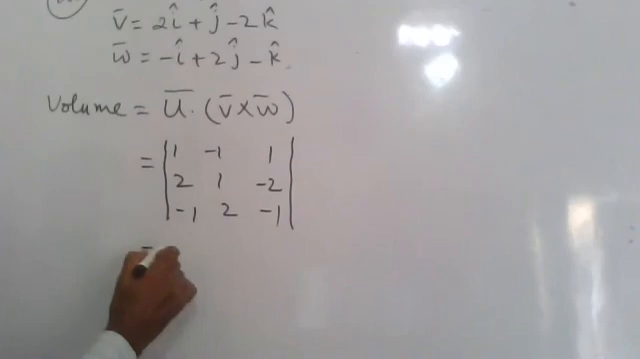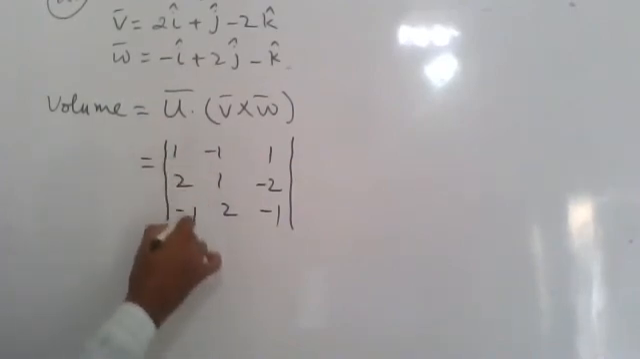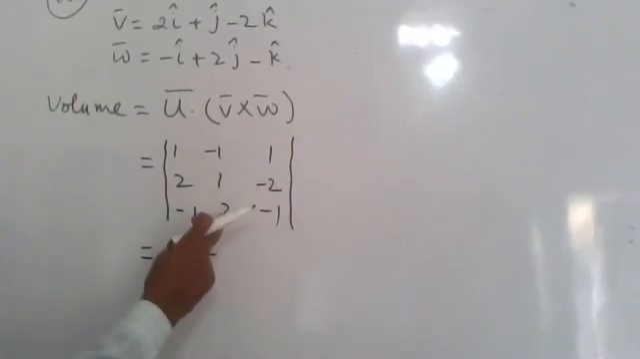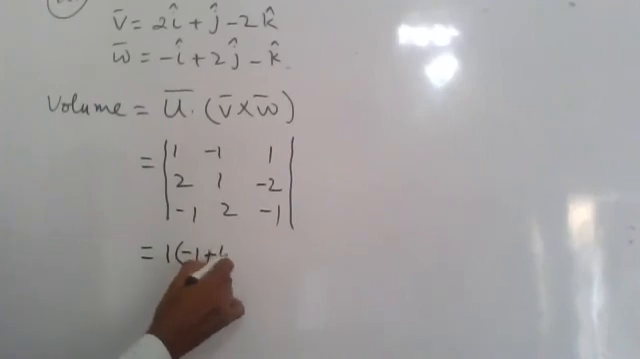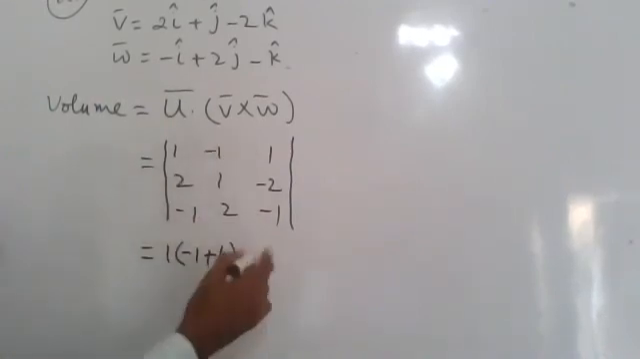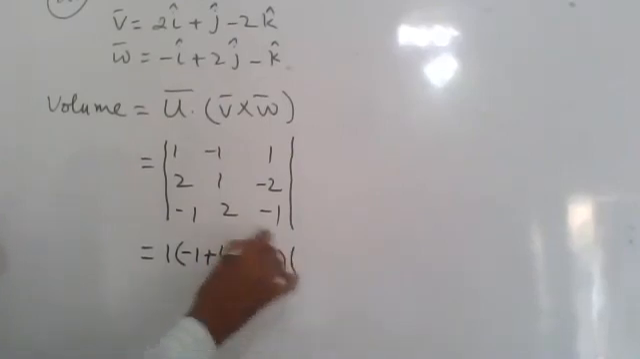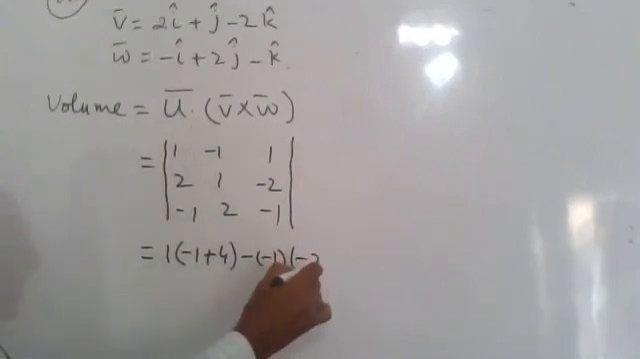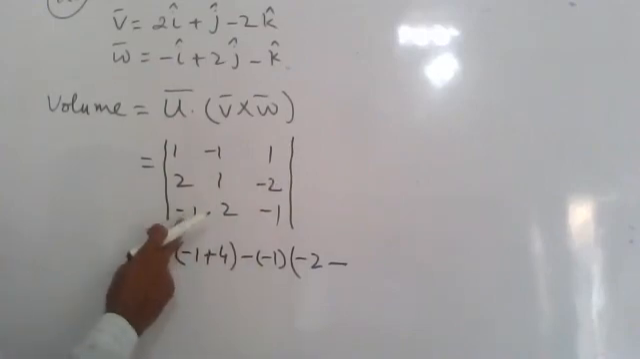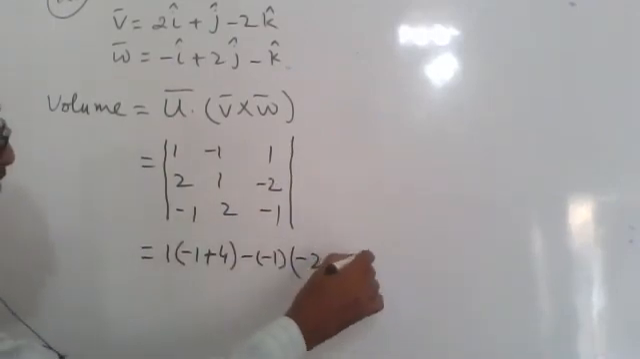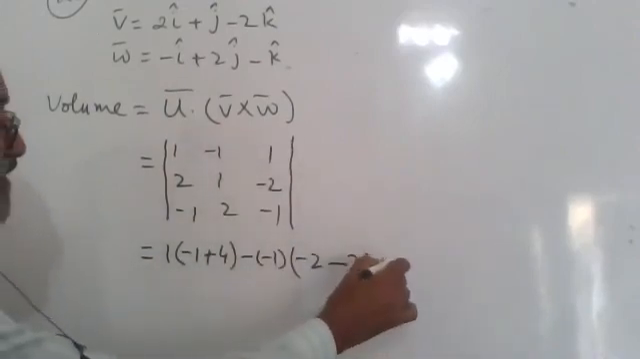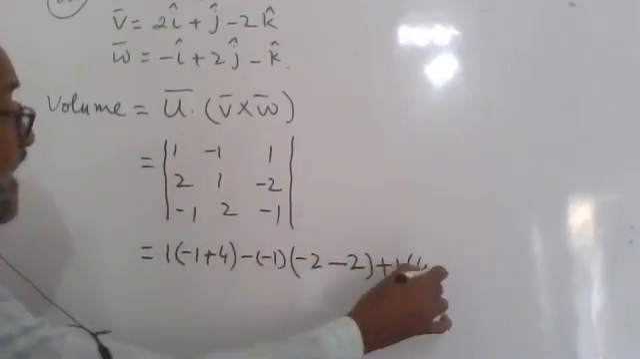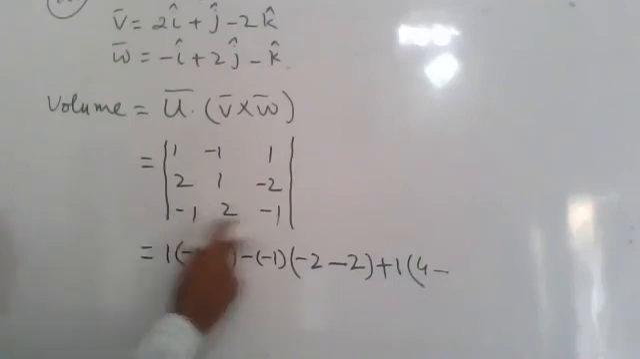The first one, 1. Leave this column, leave this row. 1 into minus 1 will be minus 1. Minus 2 into minus 2 will be minus 4, minus plus 4. Minus 1. So minus 1. Now leave this column, leave this row. 2 into minus 2 will be minus 2. Minus 2 into minus 1 will be plus 2. Plus the third column, 1. Leave this column, leave this row. 2 into 2 will be 4. Minus 1 into minus 1 will be minus 1, minus plus 1.